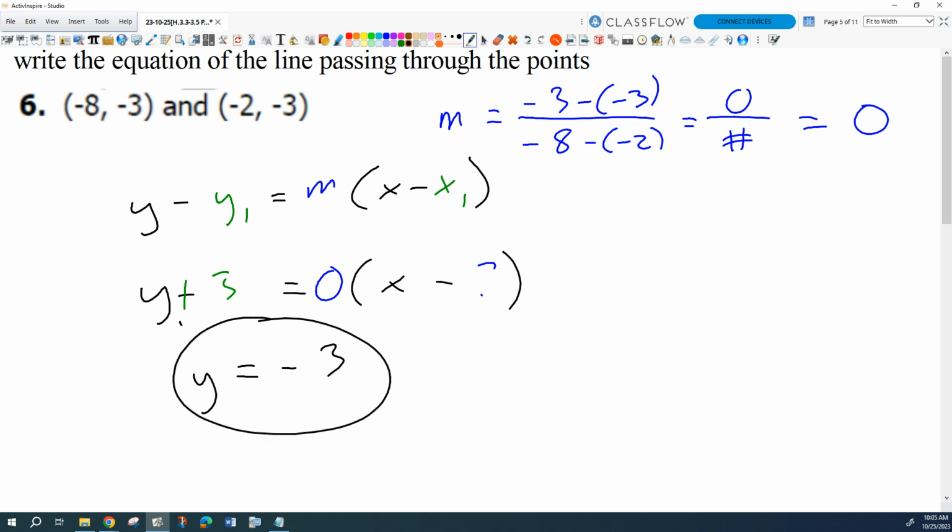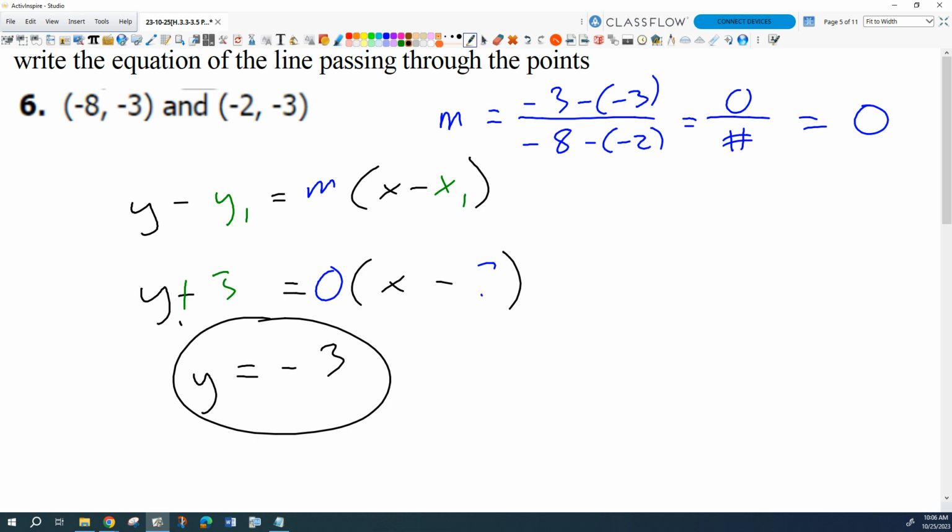What kind of graph is that? Show me with your arm. Is that going to be this way or this way? It's going to be this way, right? And a quick way to remember that is if it's named by its y value, that means that all the y values are the same.